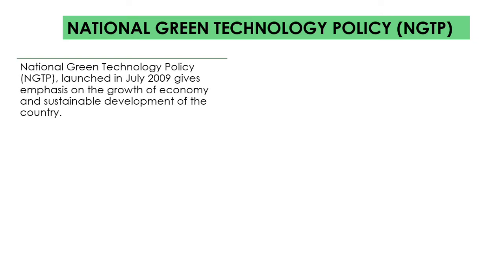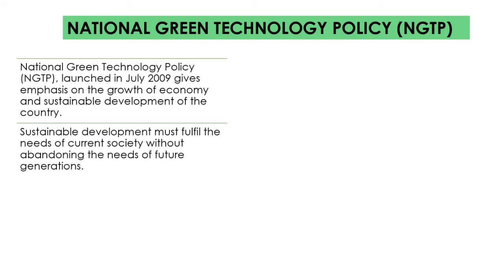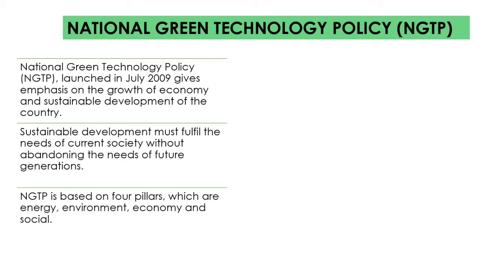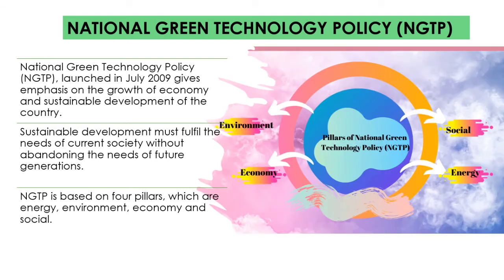National Green Technology Policy, okay, launched in July 2009, gives emphasis on the growth of economy and sustainable development of the country. Sustainable development must fulfill the needs of current society without abandoning the needs of future generations. So the NGTP is based on 4 pillars, which are energy, environment, ekonomi and sosial.